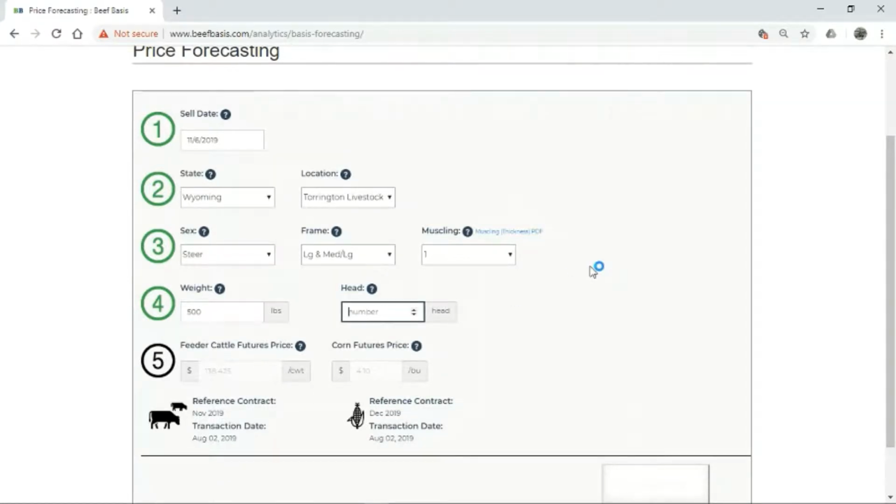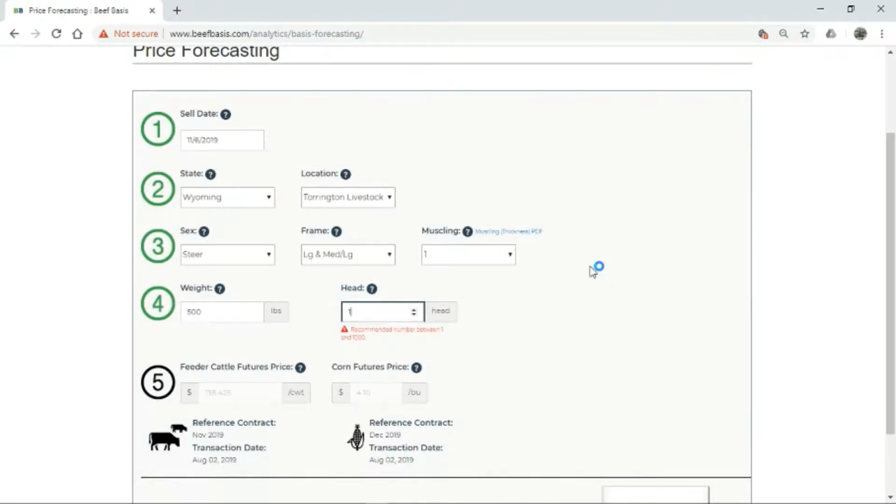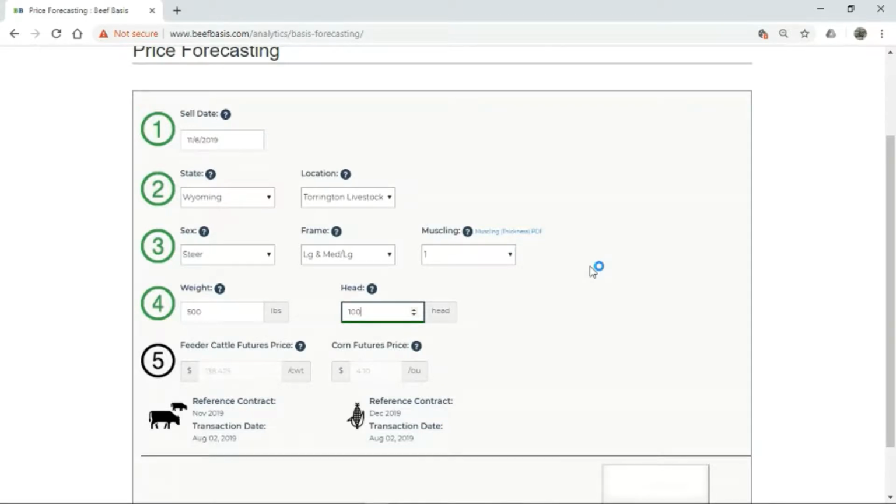And then we click on the number of head. This field represents the number of cattle that are going to be sold in the ring at one time. So for example, if you take 100 steers to the sale barn but they sell in lots of 10 or 15, then you would put 10 or 15 there. Today I'm going to just assume that I have enough uniform steers to make a full load lot.